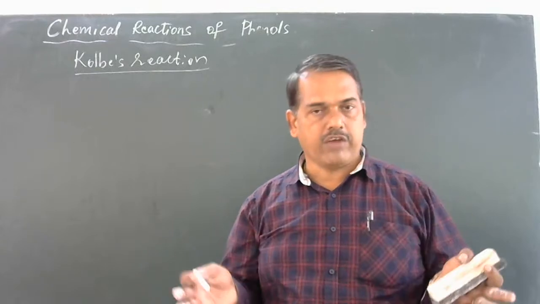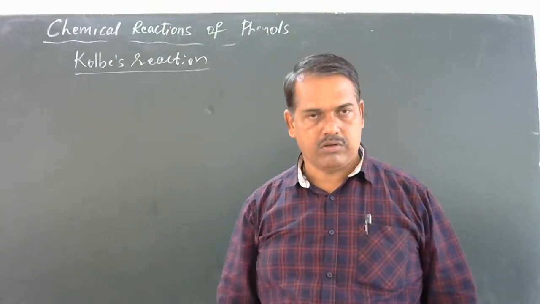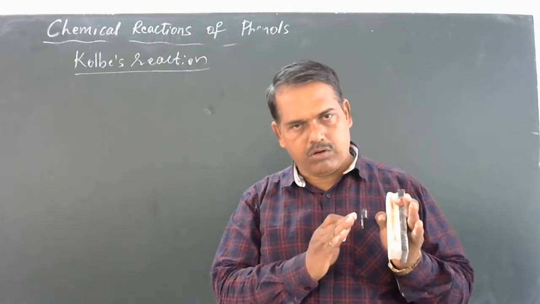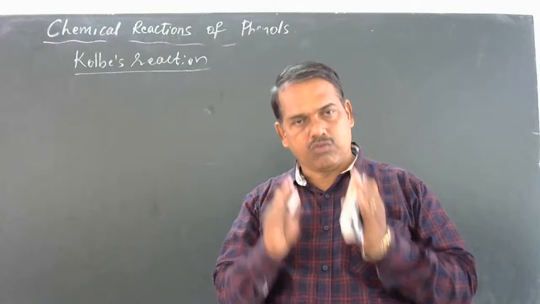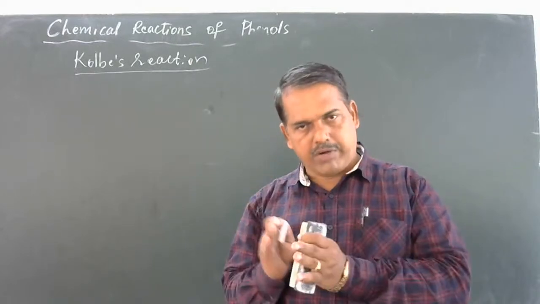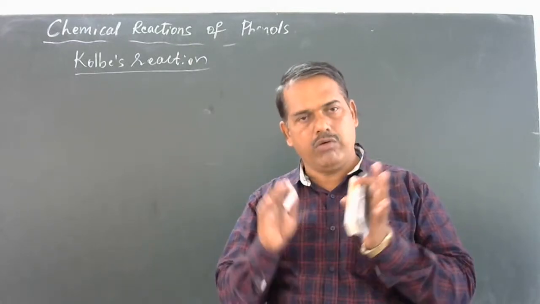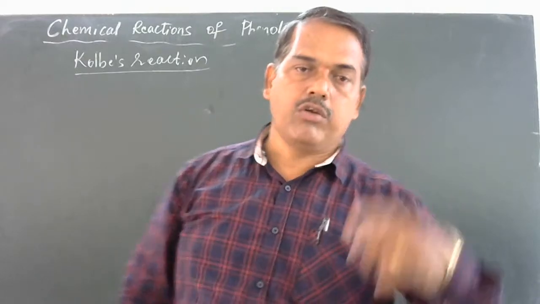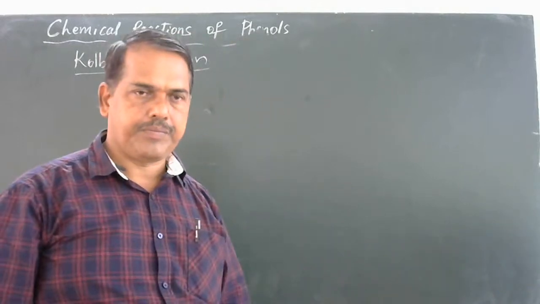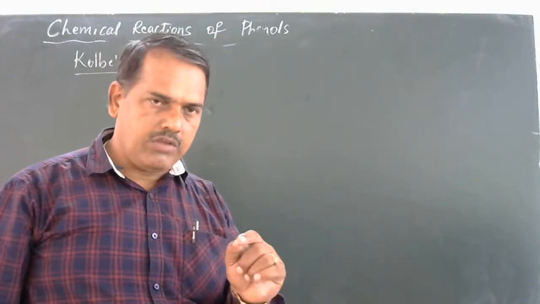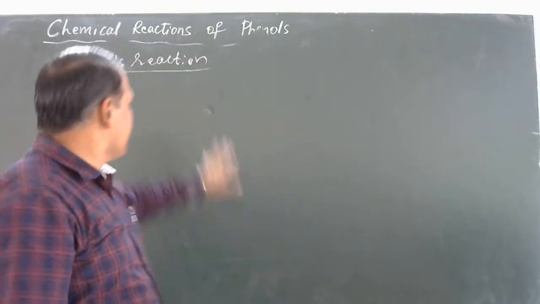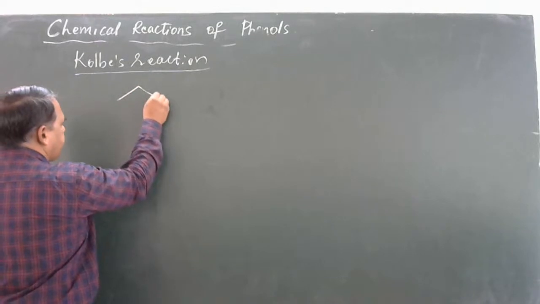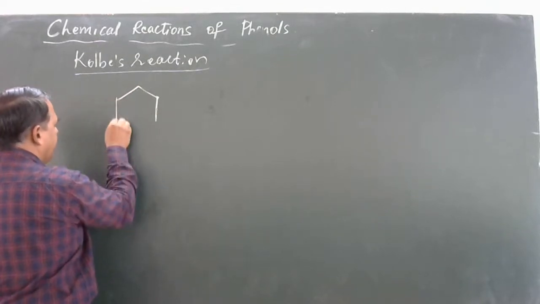What is the named reaction? It is the Kolbe reaction. So, what are the reactants there? Phenol, sodium hydroxide and carbon dioxide, and finally you have to acidify. We shall write the reaction. Phenol is converted to salicylic acid. Are you clear? See, salicylic acid. So this is nothing but phenol.